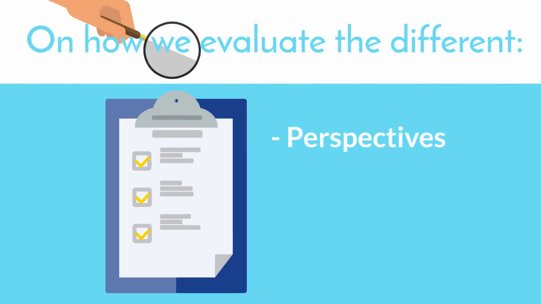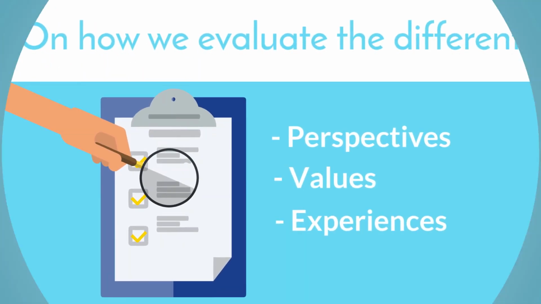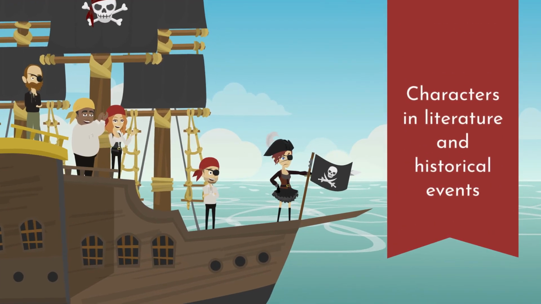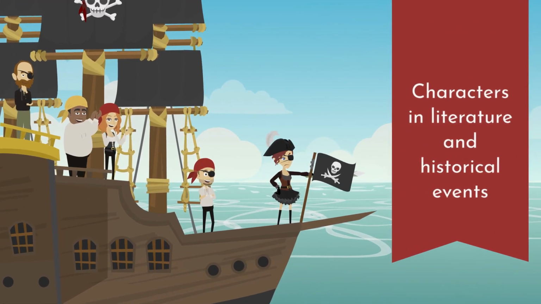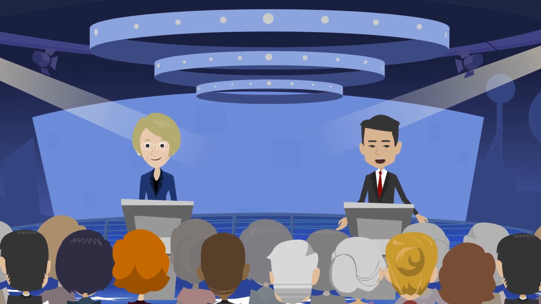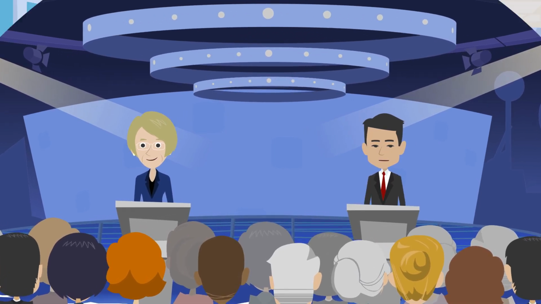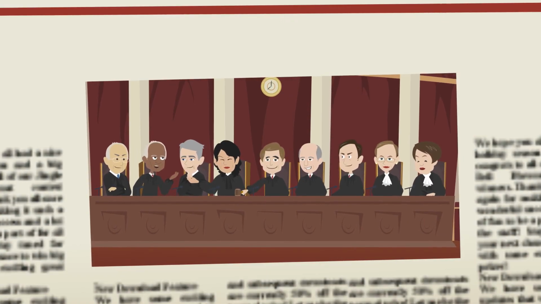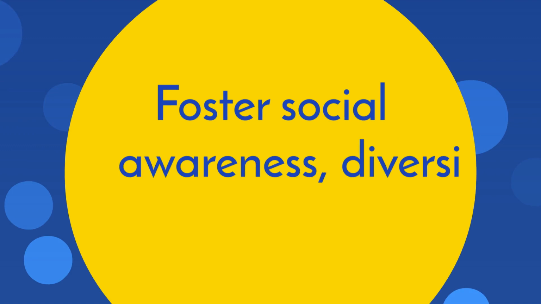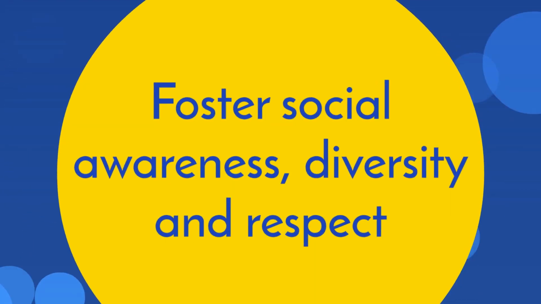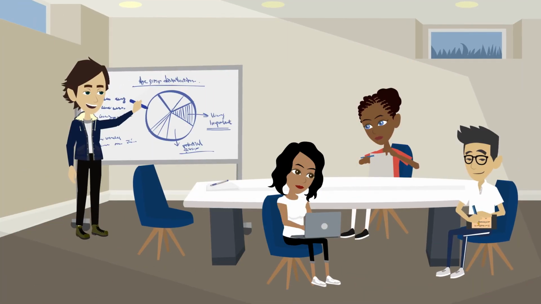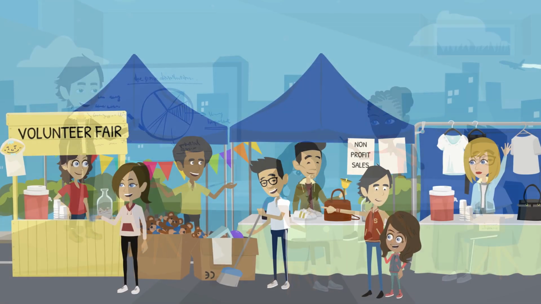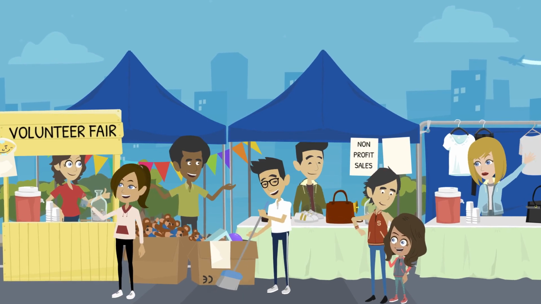We can offer our students opportunities to shape these skills through student-led and group discussions on how we evaluate the different perspectives, values, and experiences of the varying cultures, communities, and characters in literature and historical events. Discussing different perspectives of political groups on different topics, and engaging students in debates or discussions about current events can also foster social awareness, diversity, and respect. We can also foster skills of social awareness through use of project-based learning and community service opportunities.